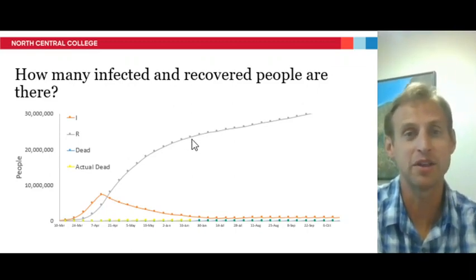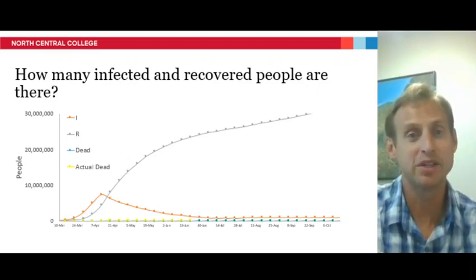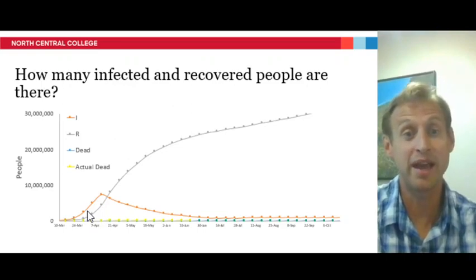I thought when I first saw that this was very, very high, but it turns out it's probably a pretty good estimate of the number of recovered people. And so again, even though we've only had 2.5 million people with documented infections, that number is certainly much higher.